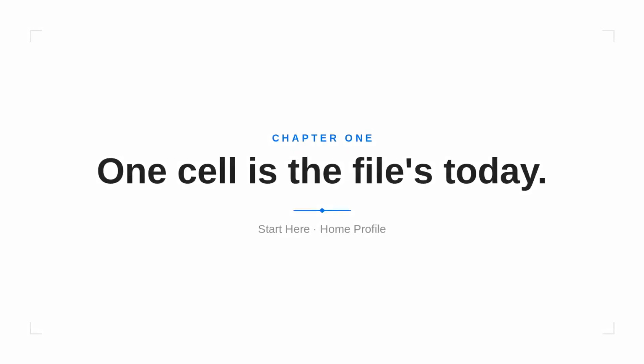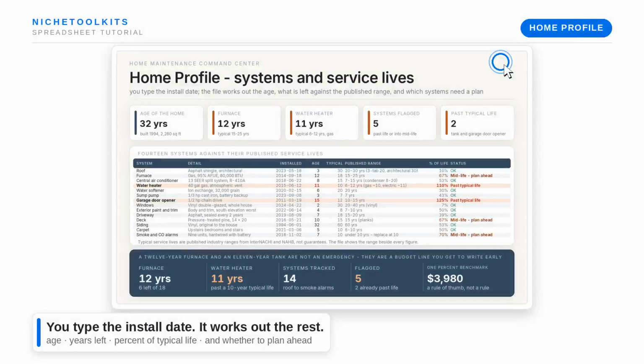Chapter 1. Start here, and the one cell that makes every countdown work. Start here is a reading tab. Home profile is where the typing begins. At the top sits today's date. It ships set to the 5th of October 2026, so the sample holds still, and you replace it with the today function in one keystroke, and the whole file goes live.